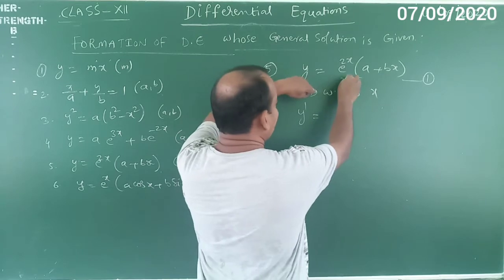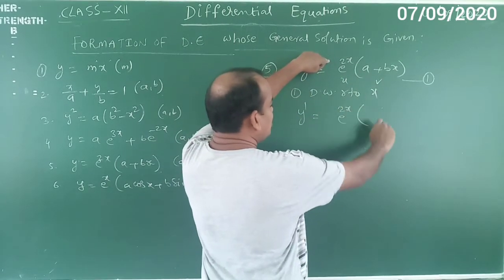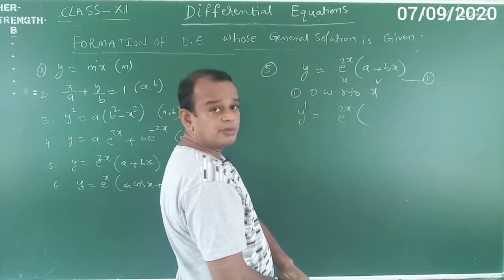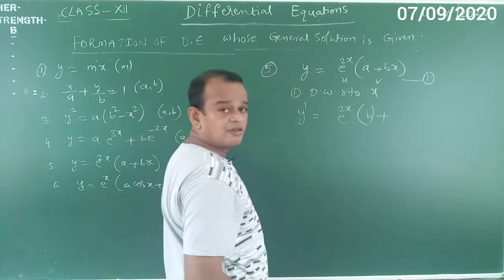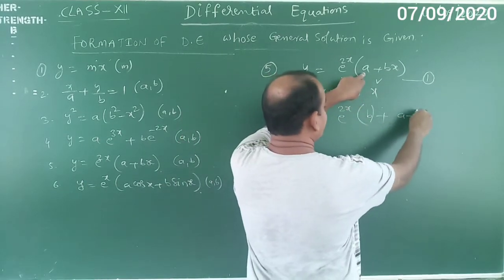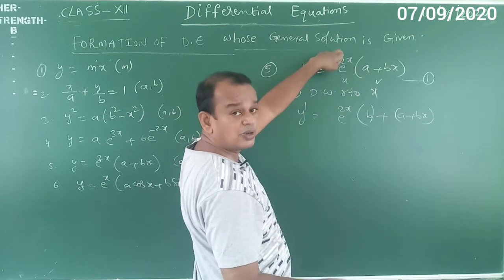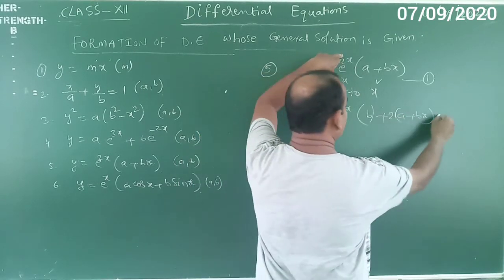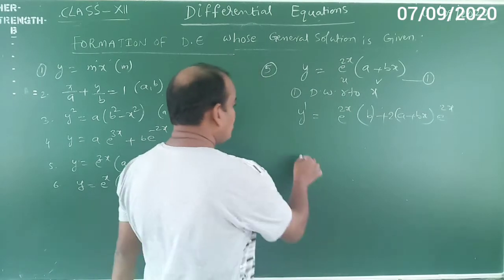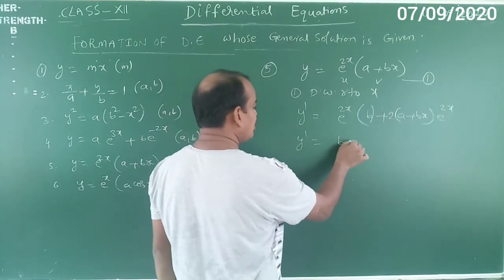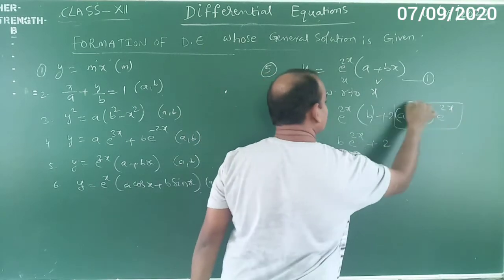Here, the u v method, my dear students. First u, e power 2x, into the derivative of a plus bx. What is the derivative of a plus bx? The derivative of a is 0, the derivative of bx is b, plus v. V means a plus bx into the derivative of e power 2x, which is e power 2x into 2, that is 2 into e power 2x. I hope that you understood. Yes. So y dash is equal to b into e power 2x plus 2 into this value. Observe that.